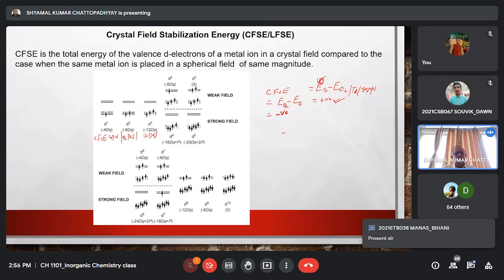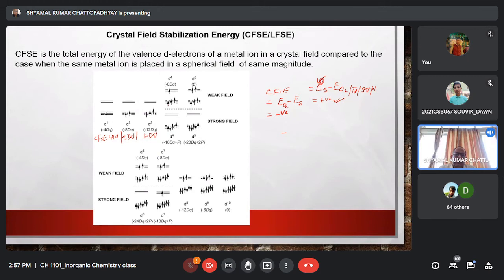So in this way, crystal field stabilization energy is determined or defined. That means with respect to the spherical field, how much it is stabilized. It is stabilized because its energy must be lower than the spherical field. So we take the negative of the energy of the system, and that gives you the crystal field stabilization energy. For d1, d2, d3, calculating CFSE is not difficult, because the energy of the system can be calculated unambiguously.